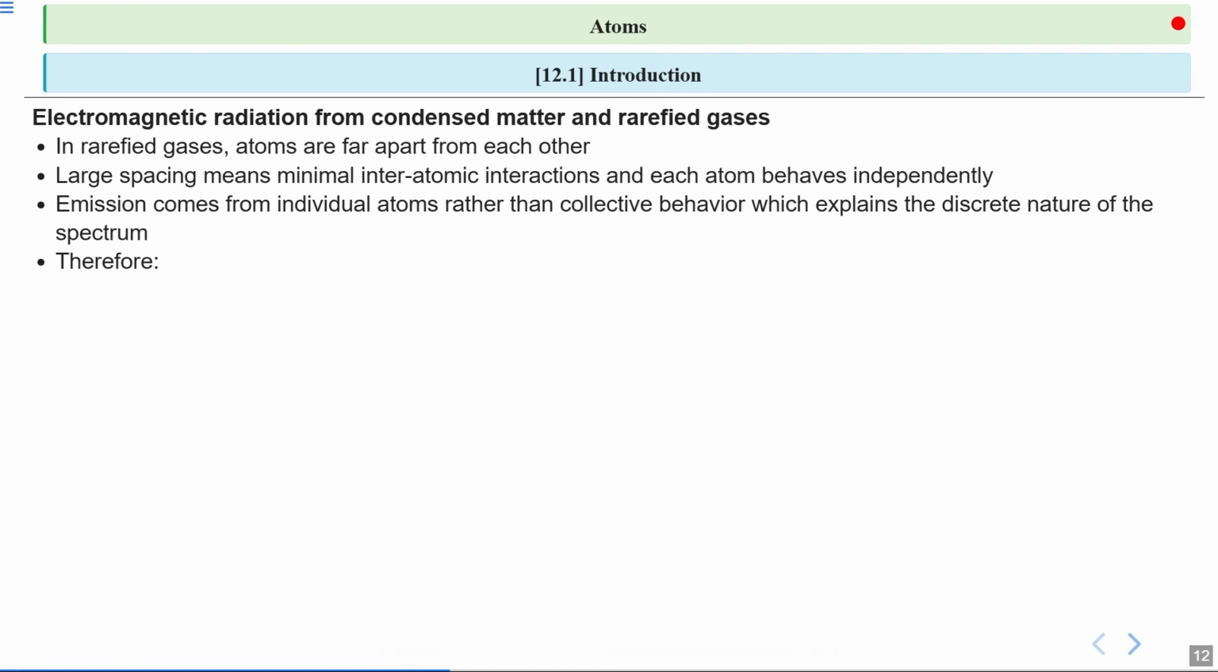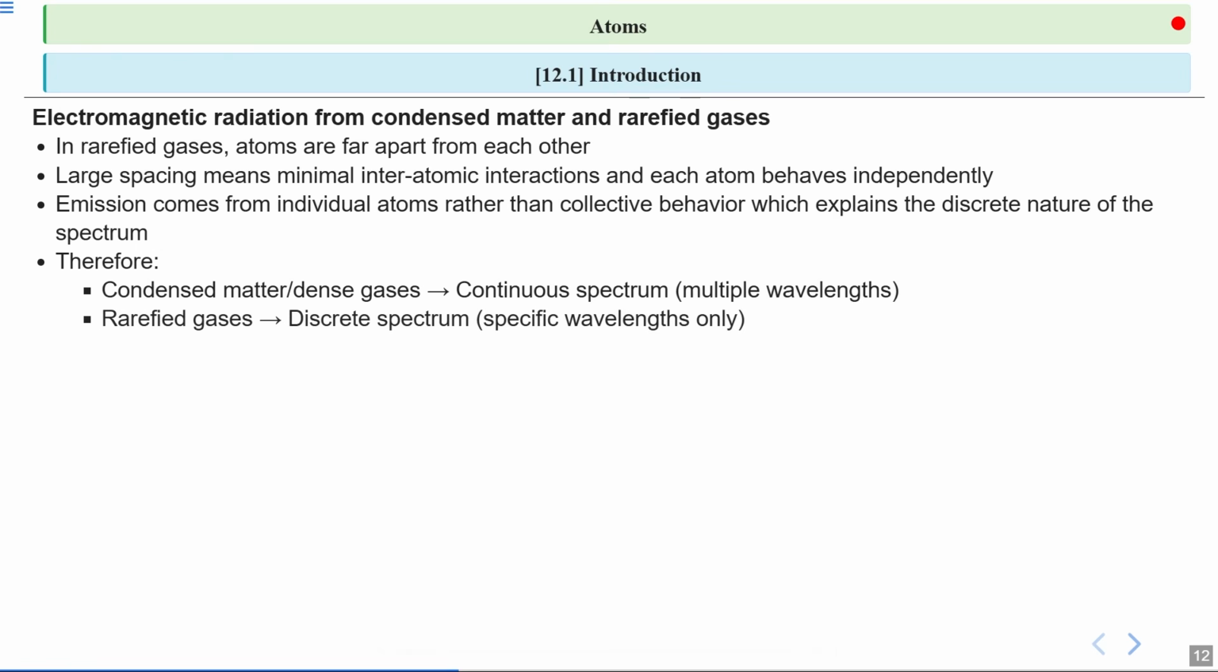So let's summarize what we have learned so far. We are going to compare what happens in condensed matter and in rarefied gases. Notice how the difference in atomic spacing and interaction leads to very different types of spectra. In condensed matter like solids, dense gases or liquids, the atoms are packed closely together. Their interaction causes the energy levels to blend, so the emitted light covers a continuous range of wavelengths. This is why we see a continuous spectrum like the rainbow from a light bulb.